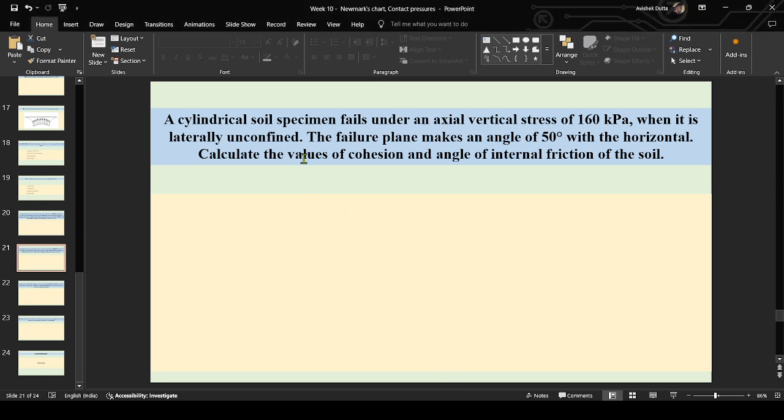A cylindrical soil specimen fails at an axial vertical stress of 160 kilopascal when it is laterally unconfined. The failure plane makes an angle of 50° with the horizontal. Calculate the values of cohesion and angle of internal friction of the soil.